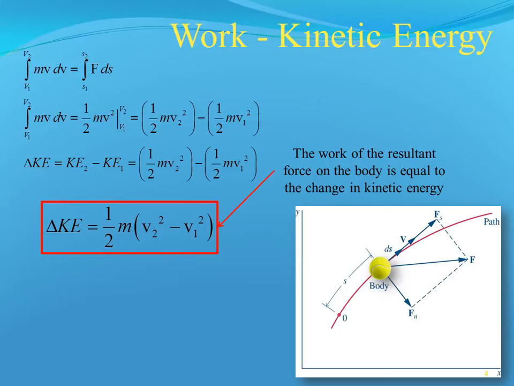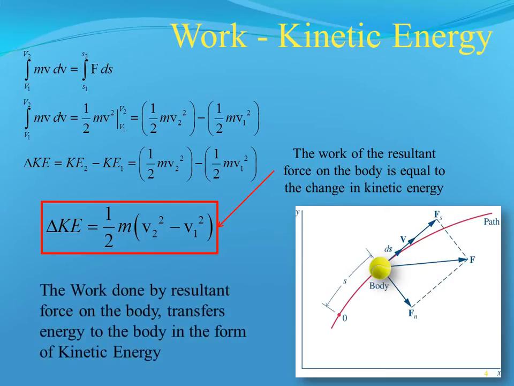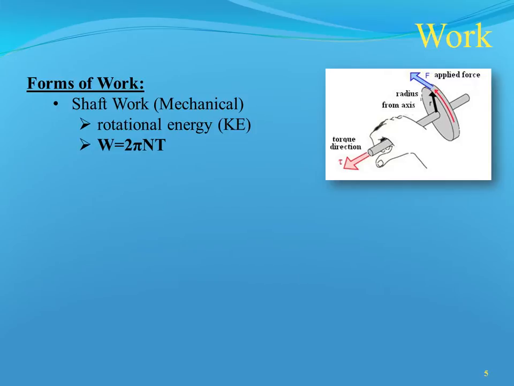So if we apply a force to a body, we might increase its velocity from an initial velocity. Could be initial velocity of 0, so the body's at rest. If we apply a force, then the object would be moving and would have a final velocity obviously greater than 0. A common force that's always applied is gravitational force, right? We've dealt with that in statics. If you've taken dynamics, you should have dealt with that as well. So the work done by resultant force on the body transfers energy to the body in the form of kinetic energy.